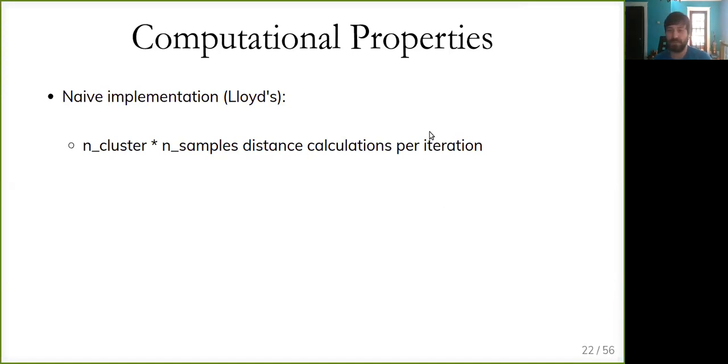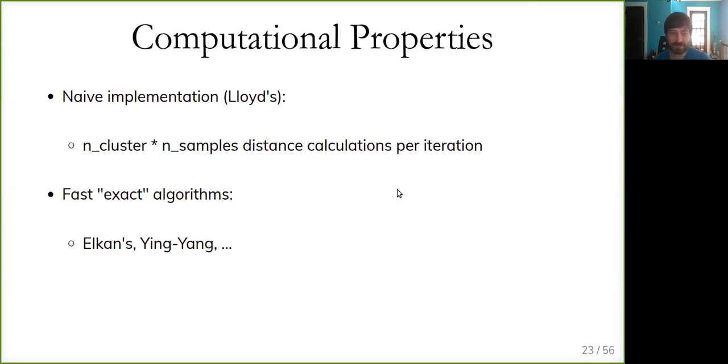There are several other algorithms. One class of algorithms are what's called fast exact algorithms. I think the most well-known of these is Elkan's. There's also one called Yin-Yang. So Elkan's is maybe from the 90s. Yin-Yang is much more recent, maybe from 8 years ago, maybe 10 years ago. And people improve them. So these are called exact algorithms because they give you exactly the same result as Lloyd's algorithm, but they are faster. They do not solve the objective function for k-means exactly because that's impossible, or that's NP hard.